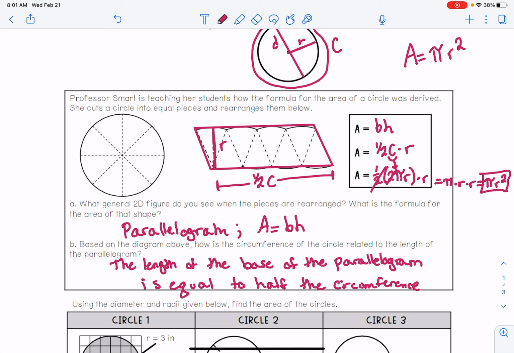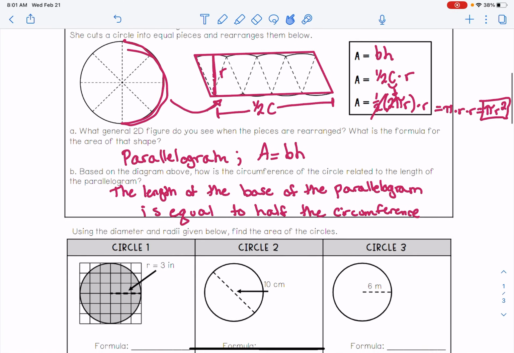Remember, that was this half of the circle right there. And that's how we created our formula for area equals pi r squared, which means pi times the radius again. All right, let's see what this looks like when you're actually finding the area of a circle.